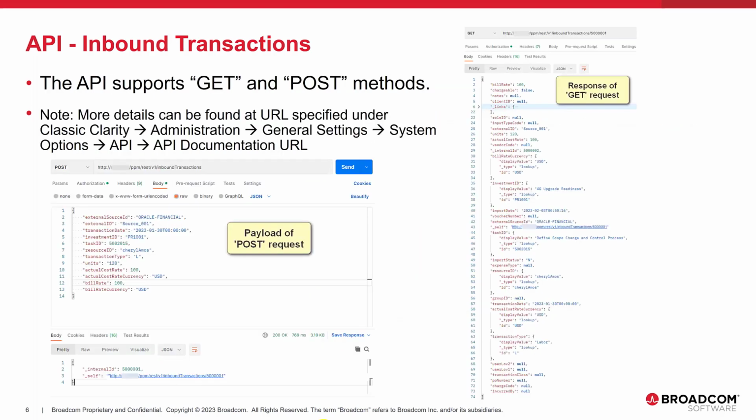In addition to the POST method that helps importing the transactions from external systems, the API also supports the GET method that helps in viewing the details of the imported transactions. More details about each field that the API supports can be found in the API documentation. And these are the sample payload for the POST request and response from GET requests, which we shall see in more detail shortly.